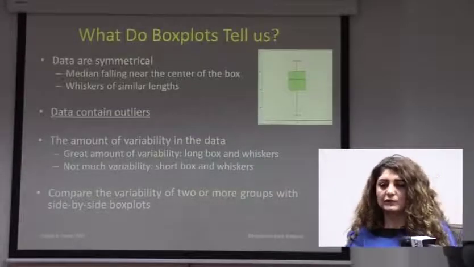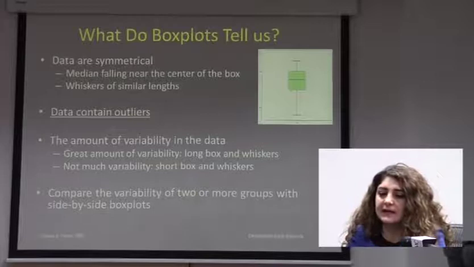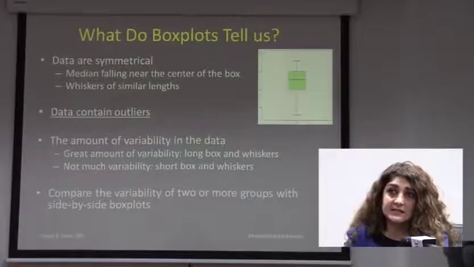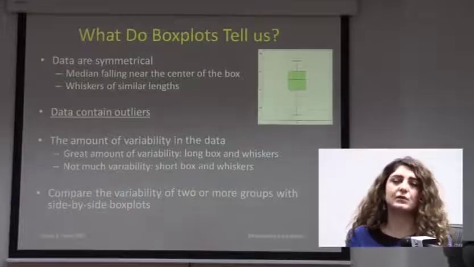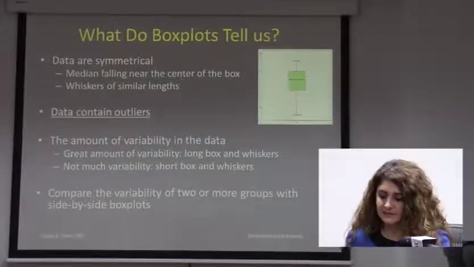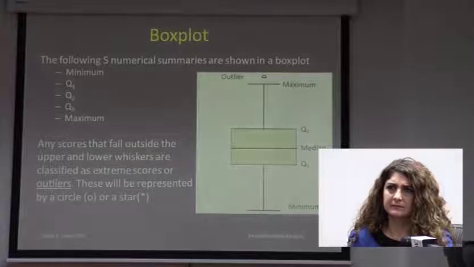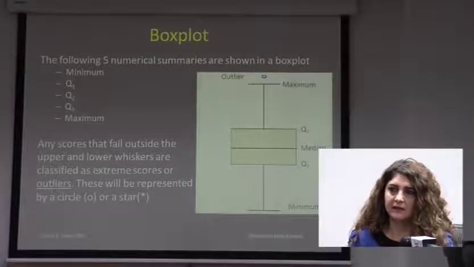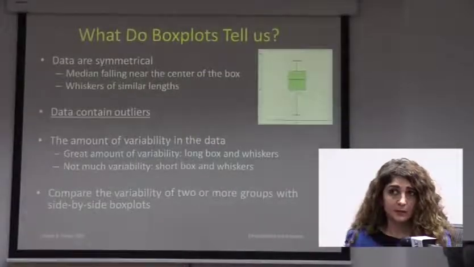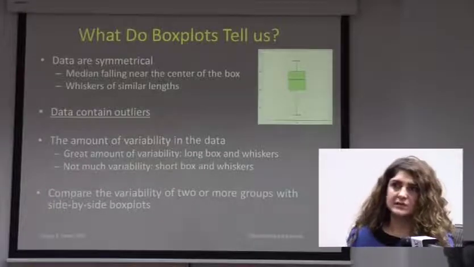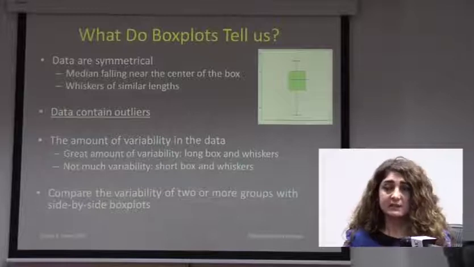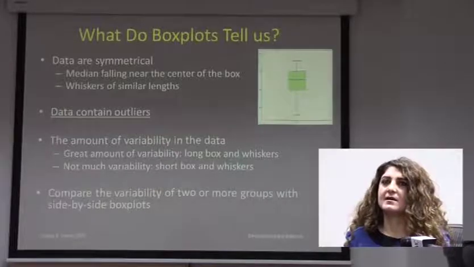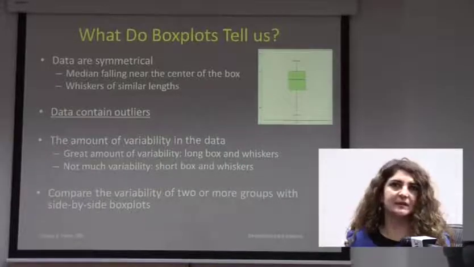So the box plot will tell me if my data are symmetrical. I look at the box plot. The line in the middle of the box is the median, as I have here. So if the median is in the middle of the box and the whiskers, those 2 lines outside the box, are of similar lengths, then I can tell that my data are symmetrical.